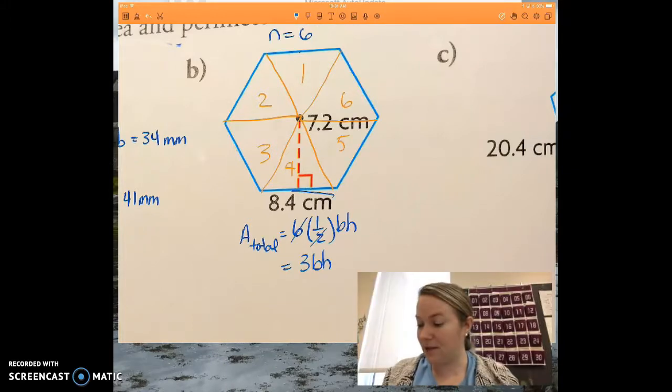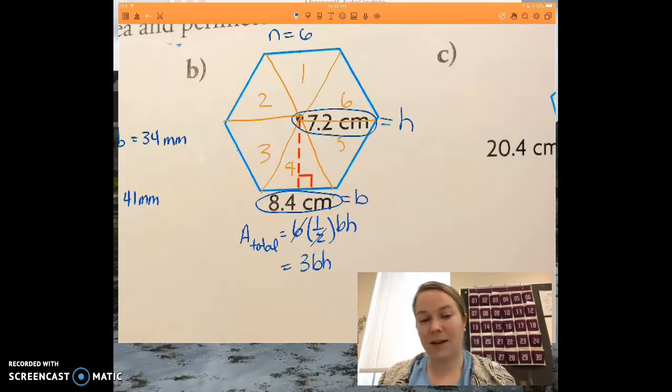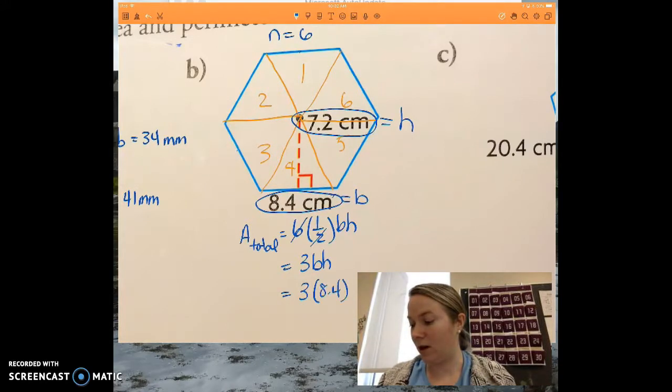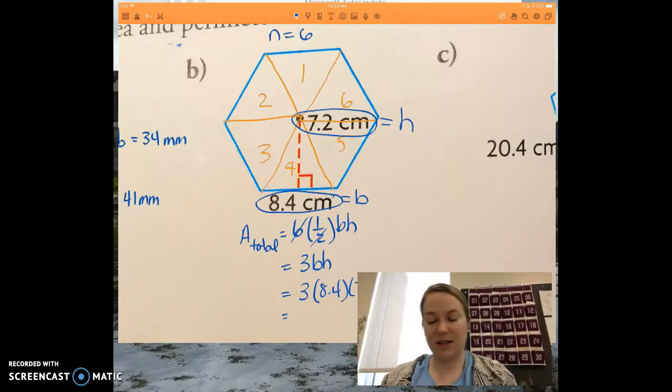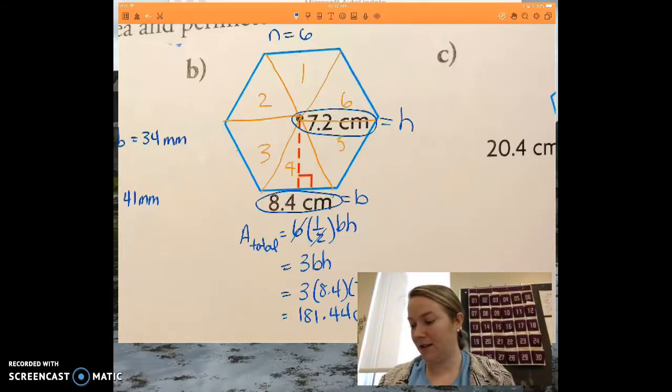Now what's the base? Right here is the base. Right here is the height. So we just plug that in. 3 times 8.4 times 7.2. And handy dandy calculator, 3 times 8.4 times 7.2 is 181.44 centimeters squared.